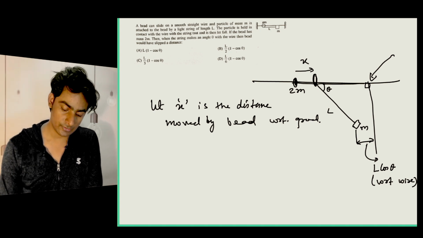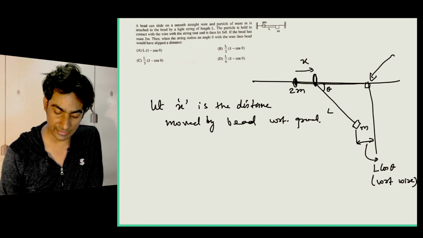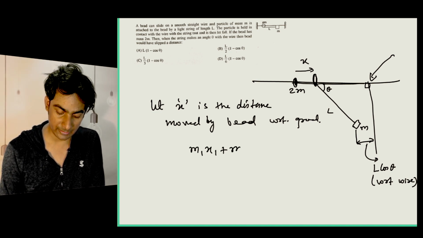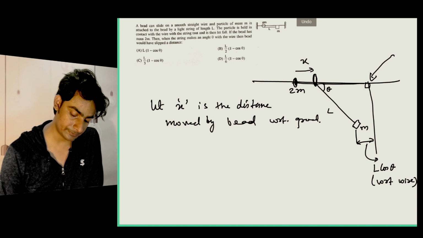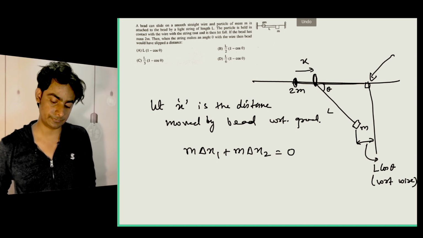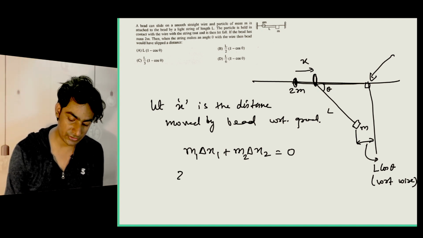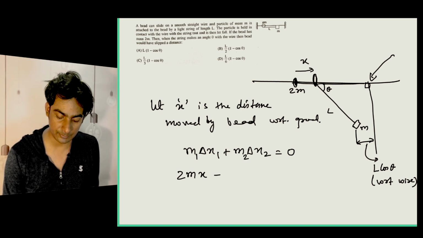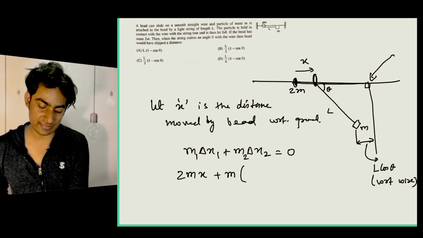Now, since the center of mass in the horizontal axis will not move, we can write the change in position of the center of mass: m1 delta x1 plus m2 delta x2 equals 0. m1 is mass 2m, and its displacement is x. Now the mass m2 is m. And what is its displacement from this point?